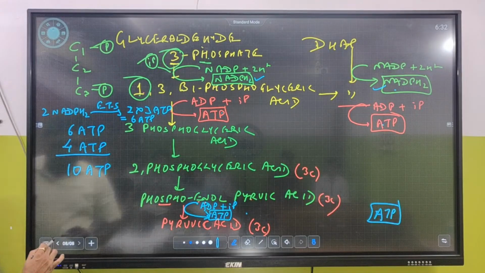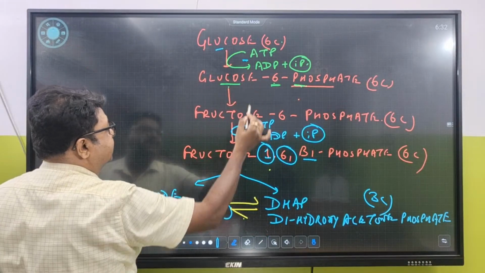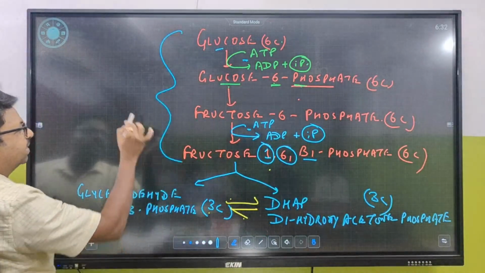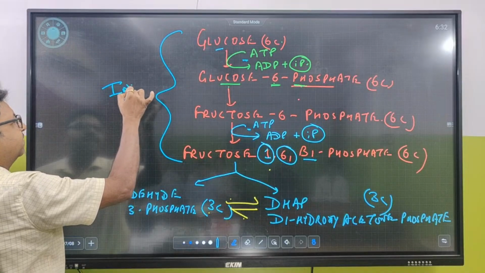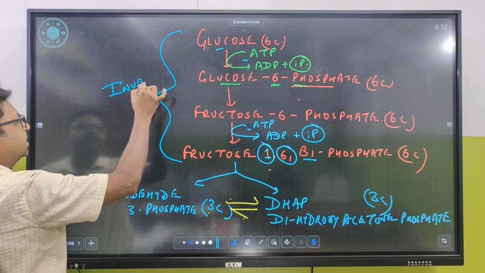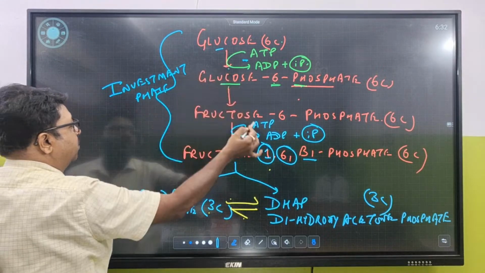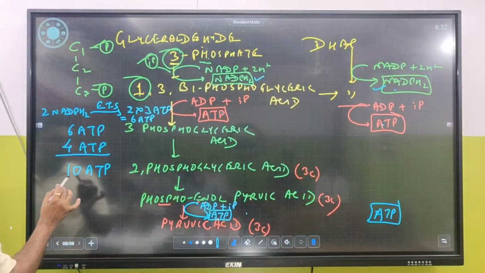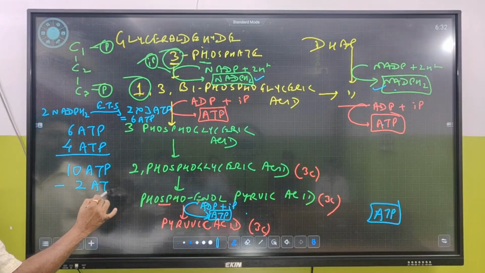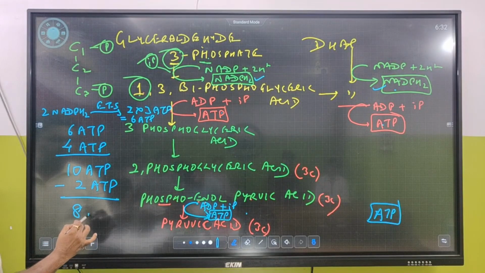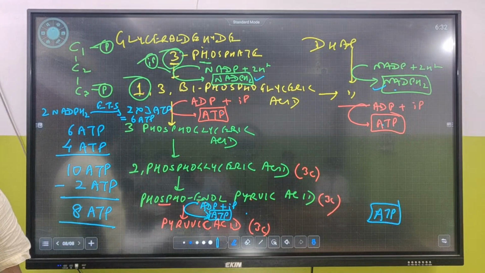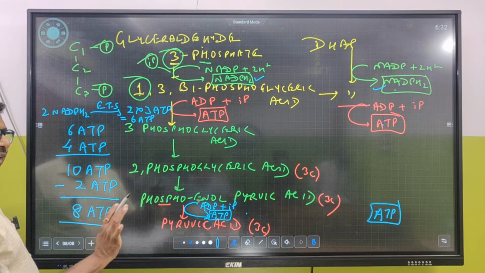But out of 10, how many are utilized? This is called the investment phase. How many are invested? Two investments have been made. So out of 10, how many do we manage? So what is the net gain of ATP during glycolysis? 8 ATP. What is the net gain of ATP during glycolysis? 8 ATP. Clear?